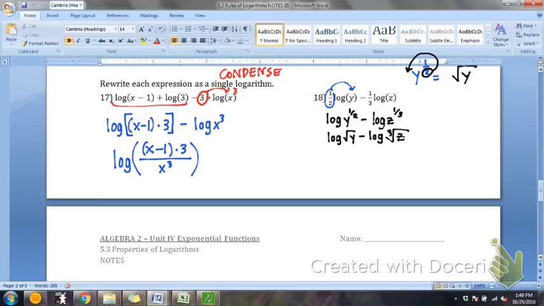Last step, Hortensia, subtraction becomes what? Division. So what is your final answer going to look like, Hortensia? Is it y squared, or did we already change it? Okay, so what's going to be in parentheses? The square root of y over the cube root of z.